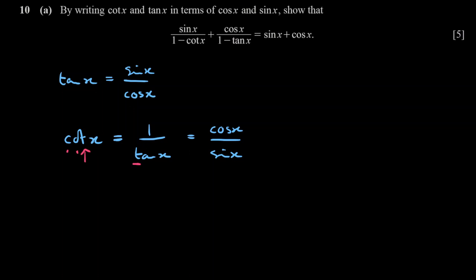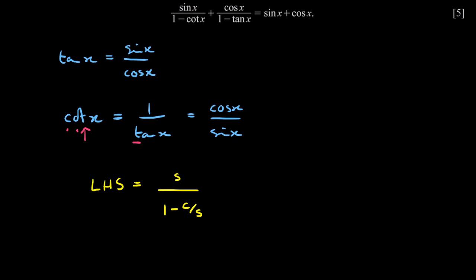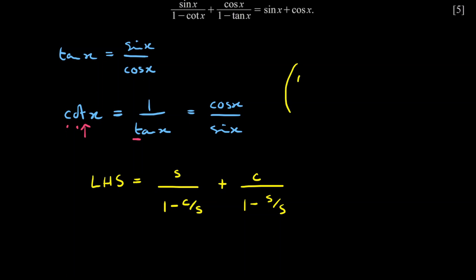Now, let me write out the left-hand side of the identity. So the left-hand side is sine x, s, over 1 minus cot x. So cot x is cos divided by sine, plus cos x, which I'll call c, over 1 minus tan x, which is 1 minus sine upon cos. I know it's a bit lazy, but I do write sine as s and cos as c. I just find it easier to help me to do the algebra without it looking all messy with writing sine x and cos x all the time. But you should probably write somewhere on the side something like let s equal sine x and c equal cos x, just so you're clear with the examiner.